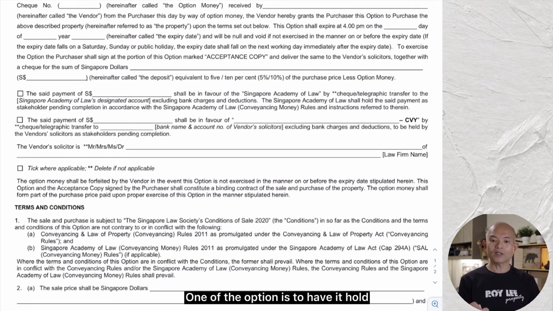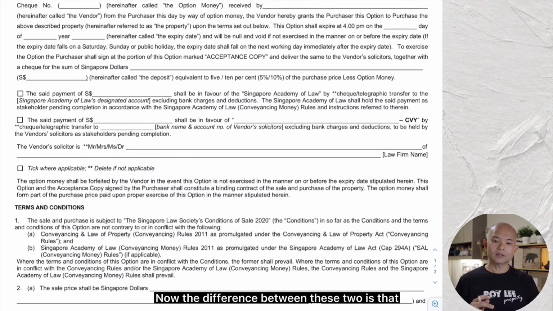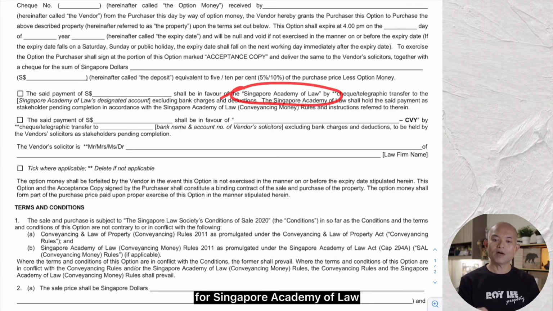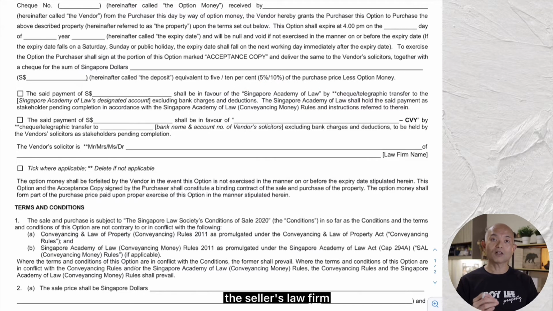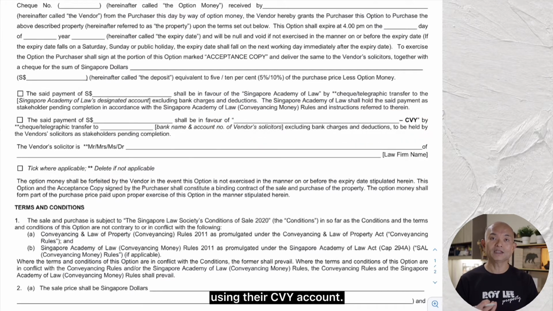One option is to have it held at the Singapore Academy of Law, and the second option is to have it held at the lawyer's CYA account. Now the difference between these two is that for the Singapore Academy of Law, the seller's law firm will need to do additional procedures to retrieve the exercise fee at completion time, and there will be a few more forms and steps to do that. Plus the law firm will charge you a fee for doing that. But for the CYA account, it's very straightforward, so you will not incur additional cost.